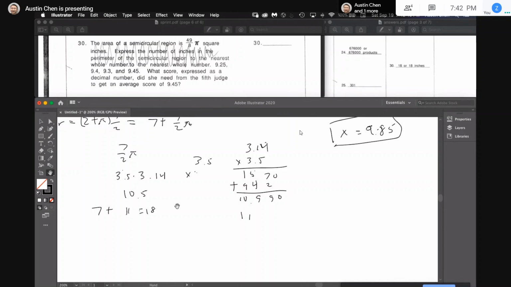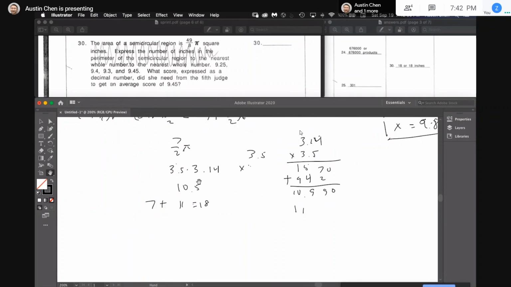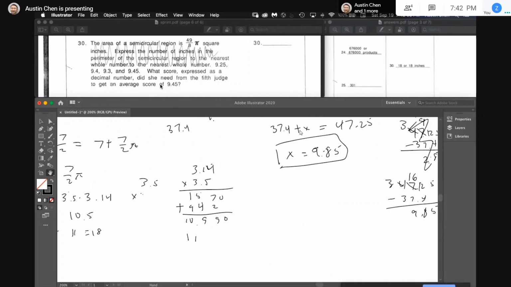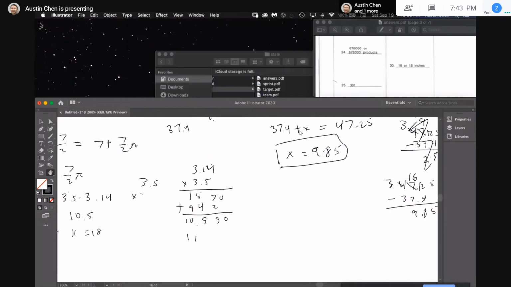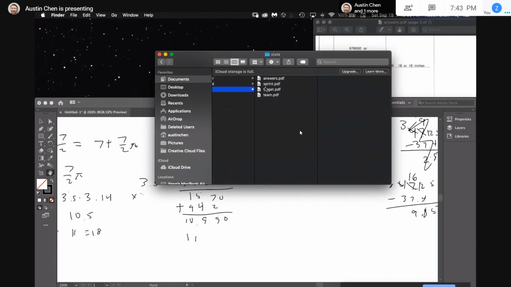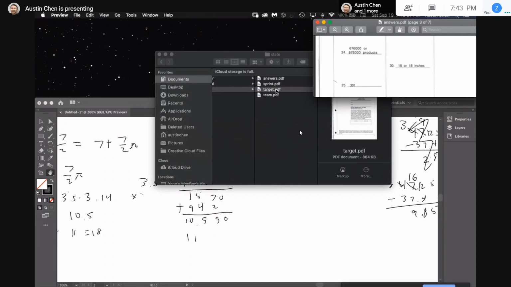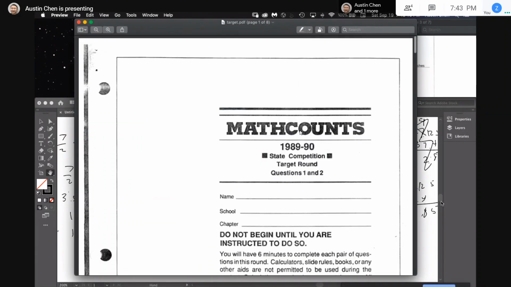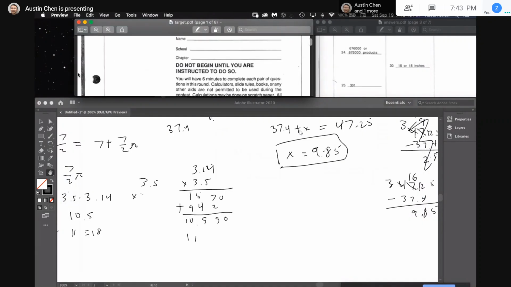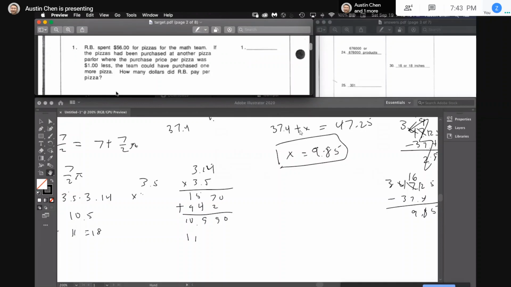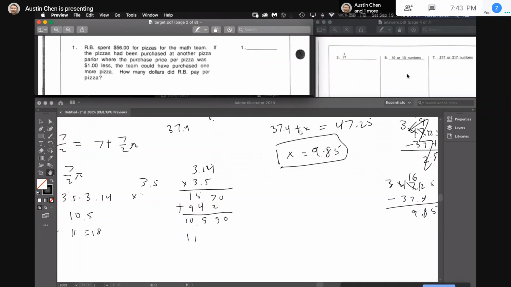Anything you want to add, Bill? Oh, in this case, no. Okay. Yeah. All right. That was all of the sprint problems of 1990 state. So let's move on to the target problems. All right.